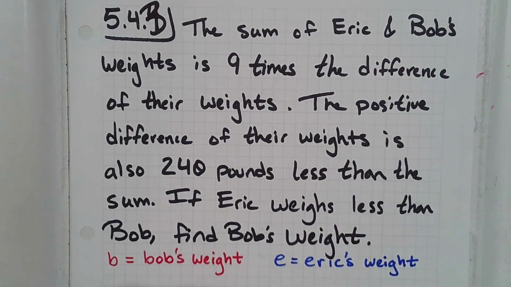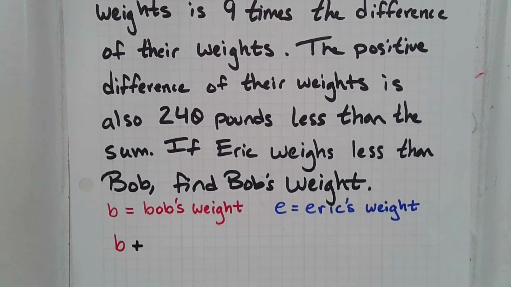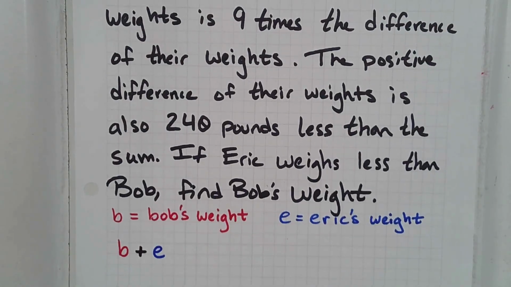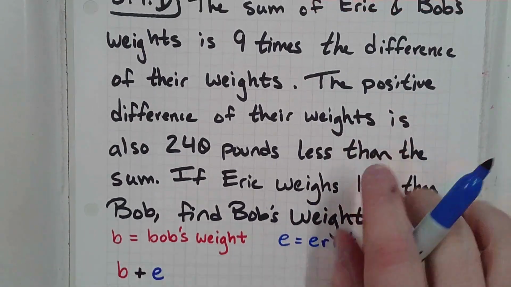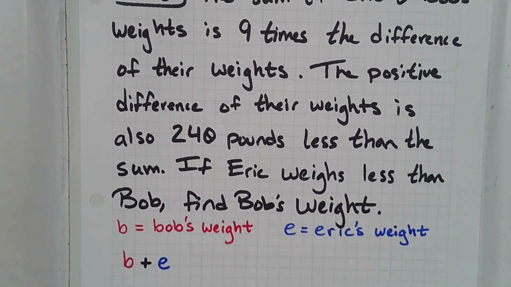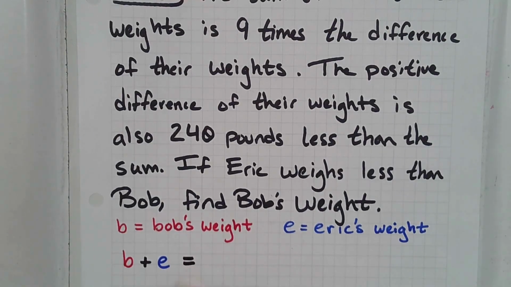The sum of their weights, of course, is just B plus E. I'll move that down here. B plus E. And the sum of their weights is 9 times the difference. So it tells me an equal sign: this is equal to 9 times whatever the difference between their weights is. Well, if the sum is B plus E, then the difference is subtracting.